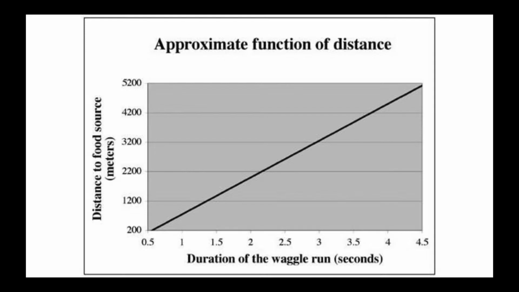The straight line distance during the waggle dance actually has a linear relationship with the distance of the food source, as shown here. The longer the duration of the waggle dance, the farther away the food source is.